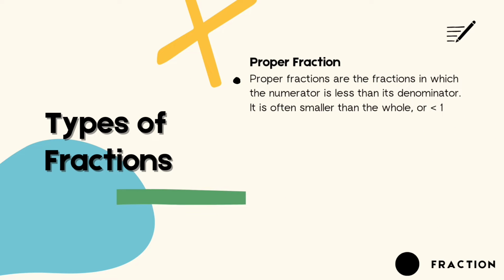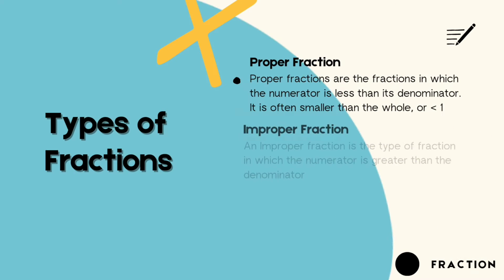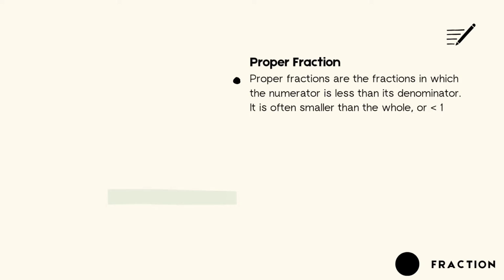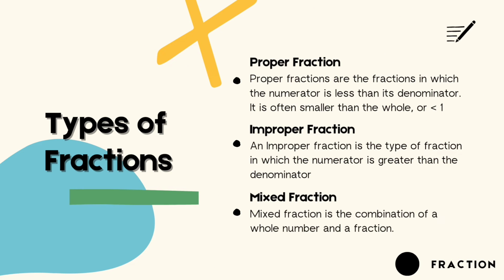Next, in math, there are 3 major types of fraction. 1. Proper fraction. Proper fractions are fractions in which the numerator is less than the denominator. It is smaller than the whole, or less than 1. 2. Improper fraction. An improper fraction is a fraction in which the numerator is greater than the denominator. 3. Mixed fraction. A mixed fraction is the combination of a whole number and a fraction. It is basically an improper fraction.